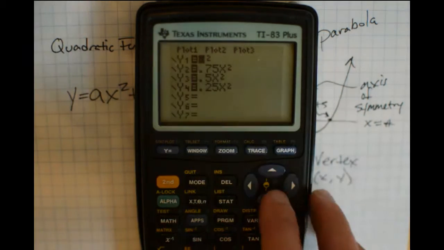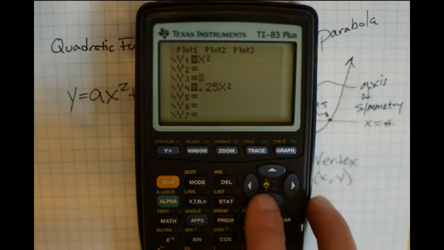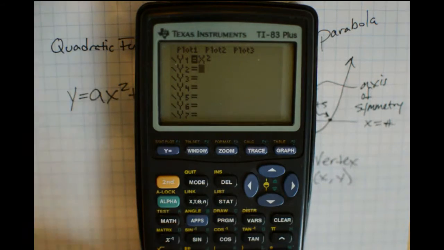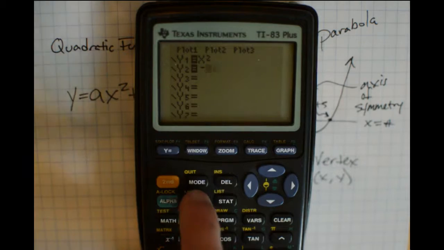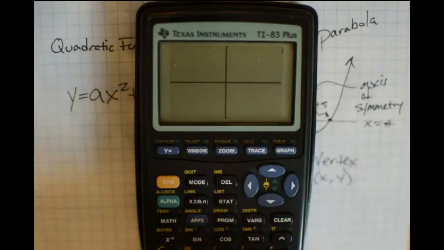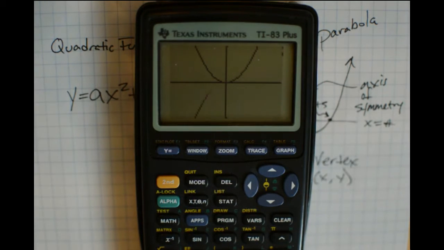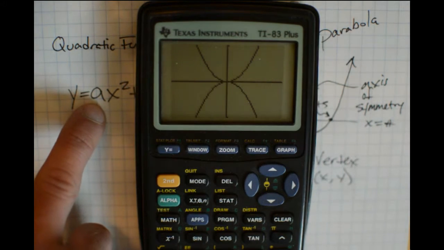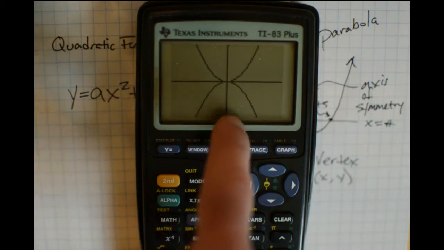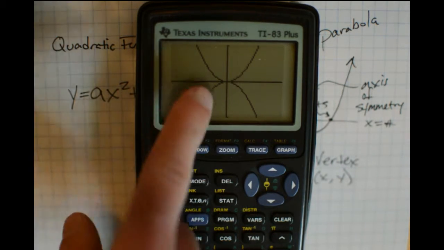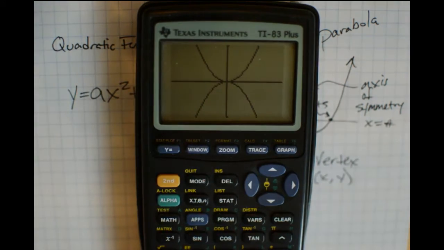Take a look at what happens when we throw in some negative values. So here's x squared compared to negative x squared. There's x squared, and negative x squared is now upside down. So anytime we have a negative value of a, we have a parabola that is opening downward. Anytime a is positive, that parabola opens upward.